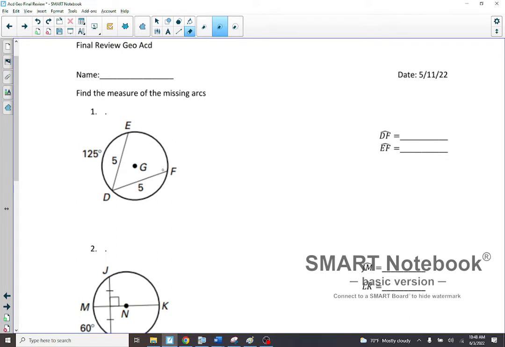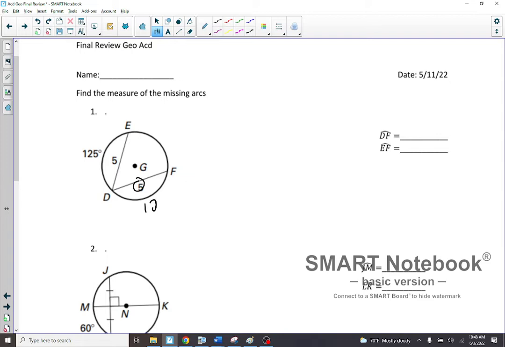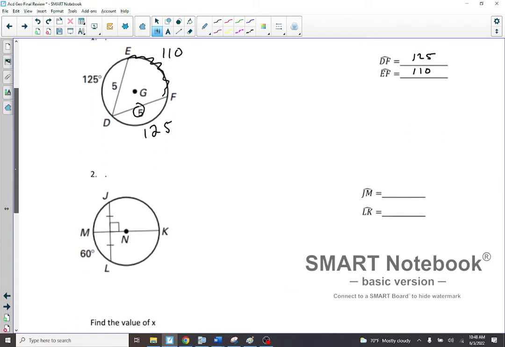So this one, 125. Because this one is 5 also, I'll answer after I finish. This is 125 because it matches that angle. This part over here, EF, is the leftover of the full circle. So 125 plus 125 is 250. And 360 minus 250 is 110. Perfect. So we take that away from 360, which is a full circle. We filled out the circle: DF, 125, EF, 110.